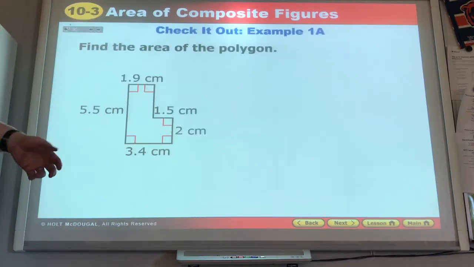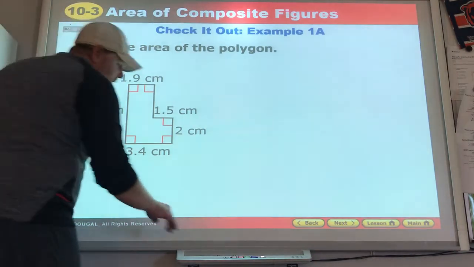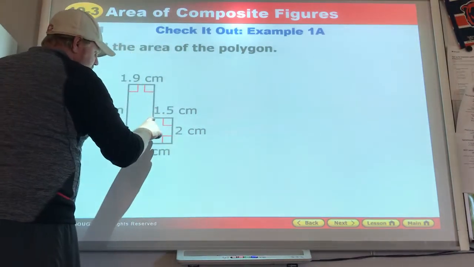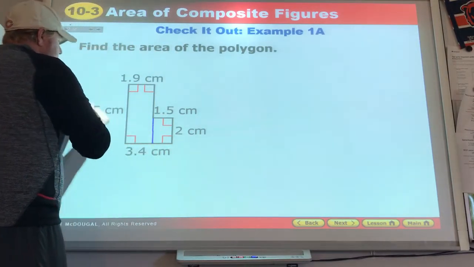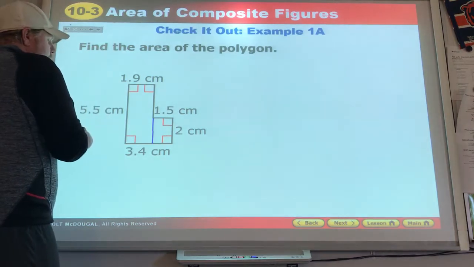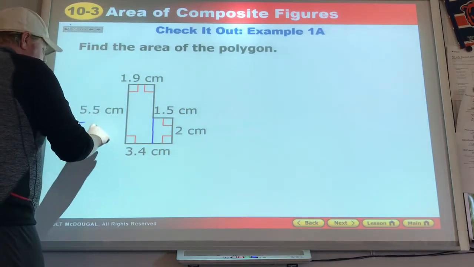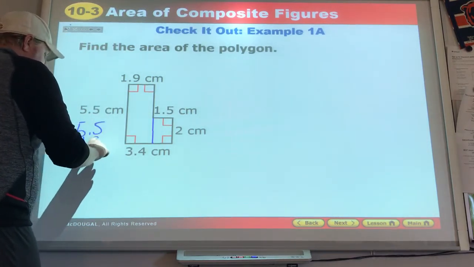All right, here, we're back to decimals. See what the two shapes are. I like to draw my lines. 5.5 times 1.9. That's going to get me my area for that rectangle.